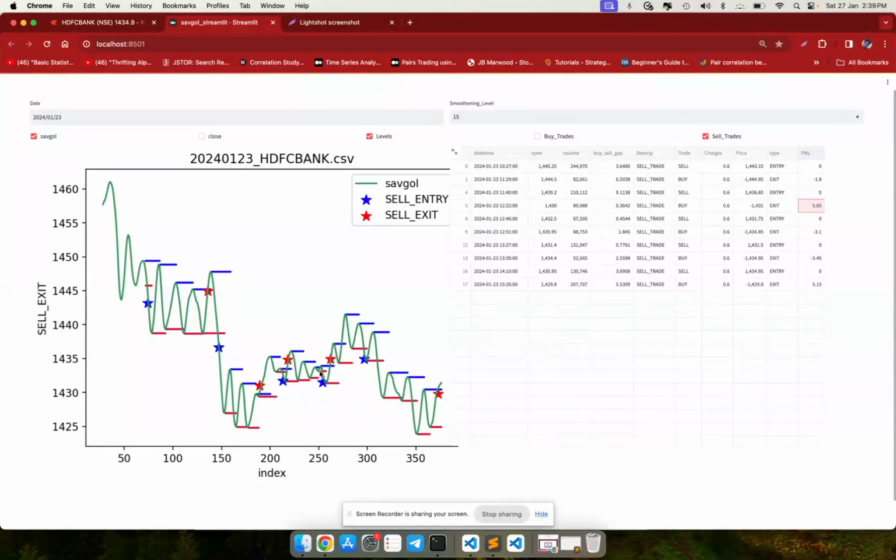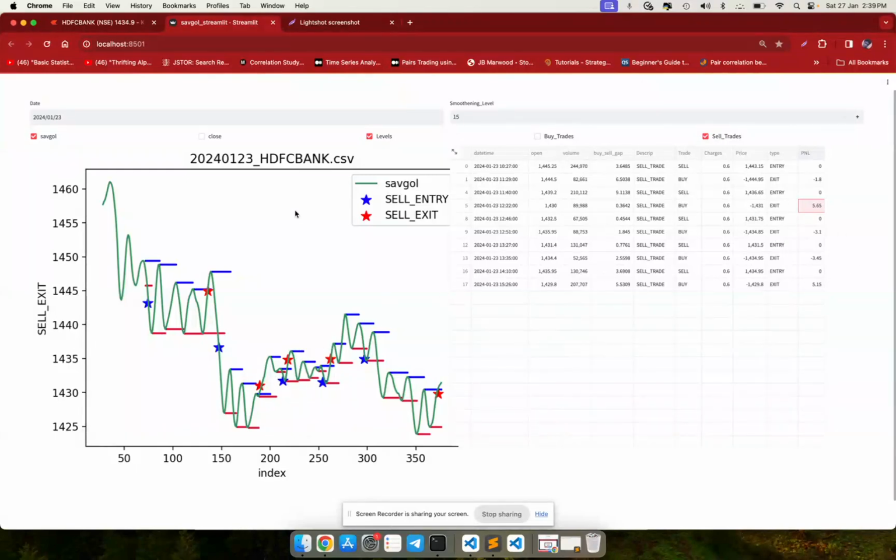Similarly, here there is a sell trade because this level has been breached. So this is a breakout and this is a breakout that failed. If it had gone down, it would have been profitable, but it has failed and it has gone back up and exited. So this is a fail. These two are failed breakouts that gave us losses.